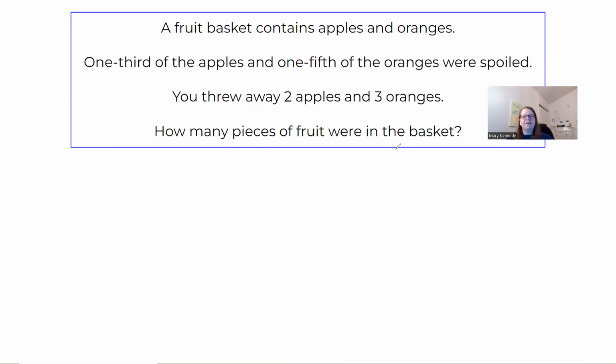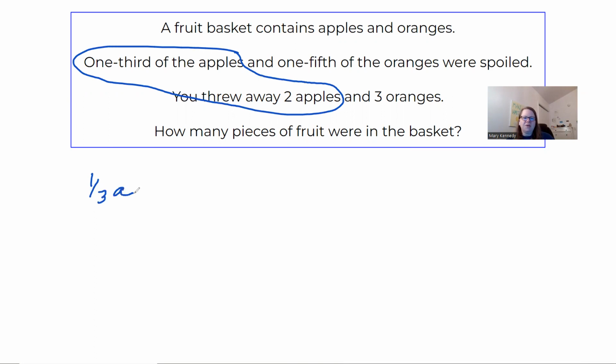So we're looking at, we had this fruit basket, some of it was bad, we threw that out. How much was there to begin with? Because it says were in the basket. So think of the apples separately from the oranges at first. So 1/3 of the apples is 2 of them.